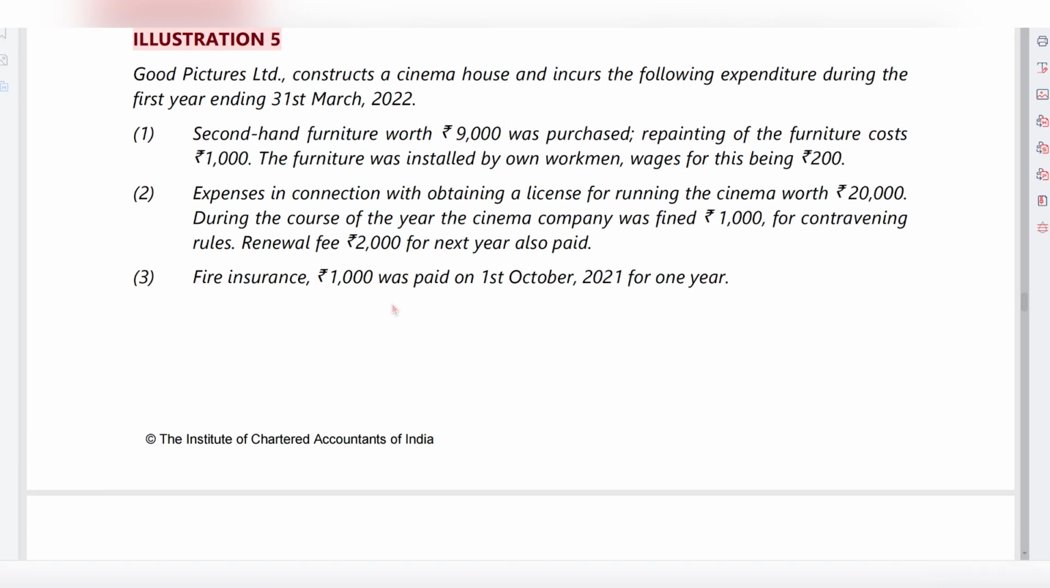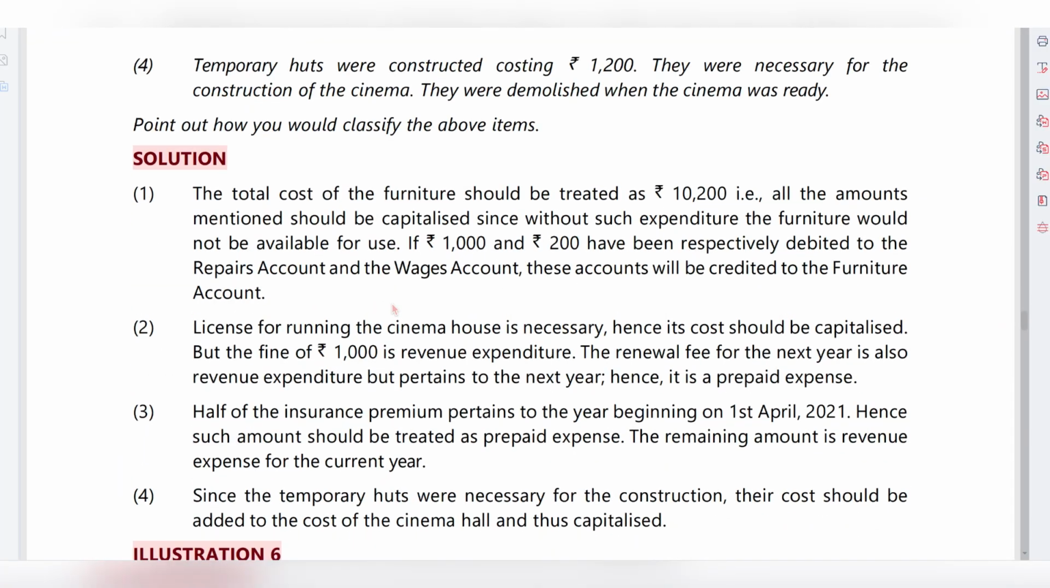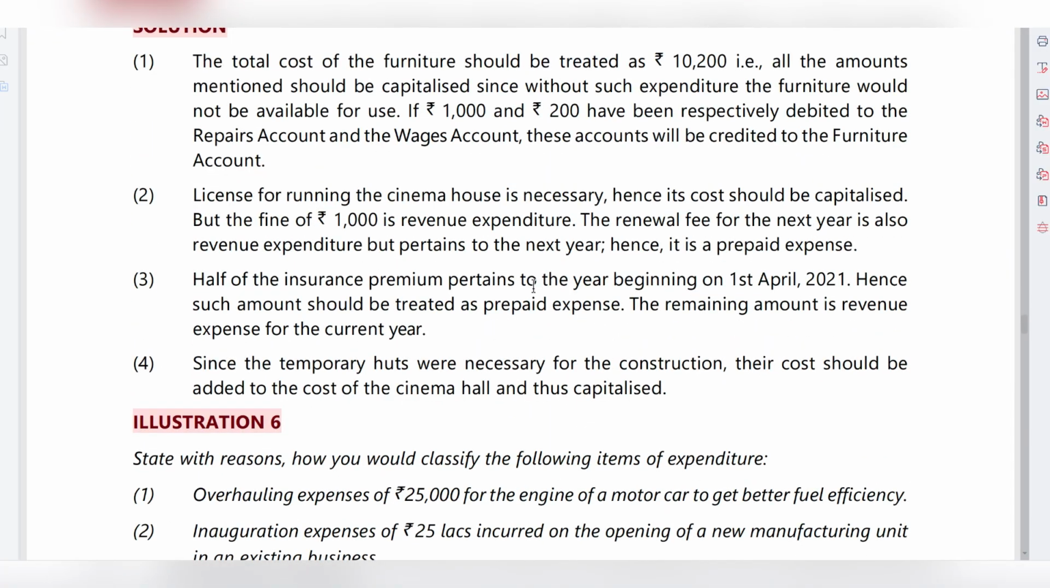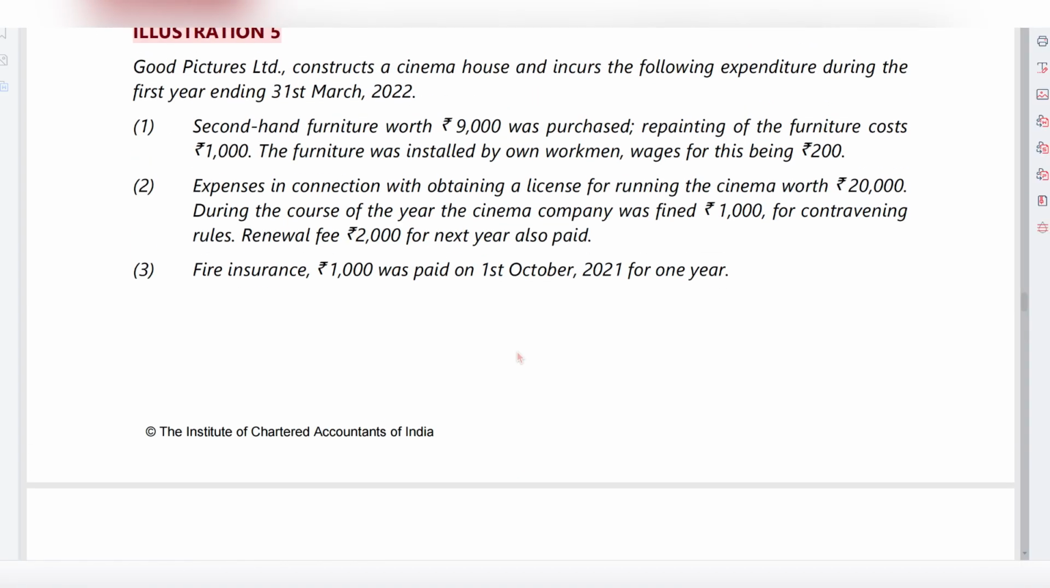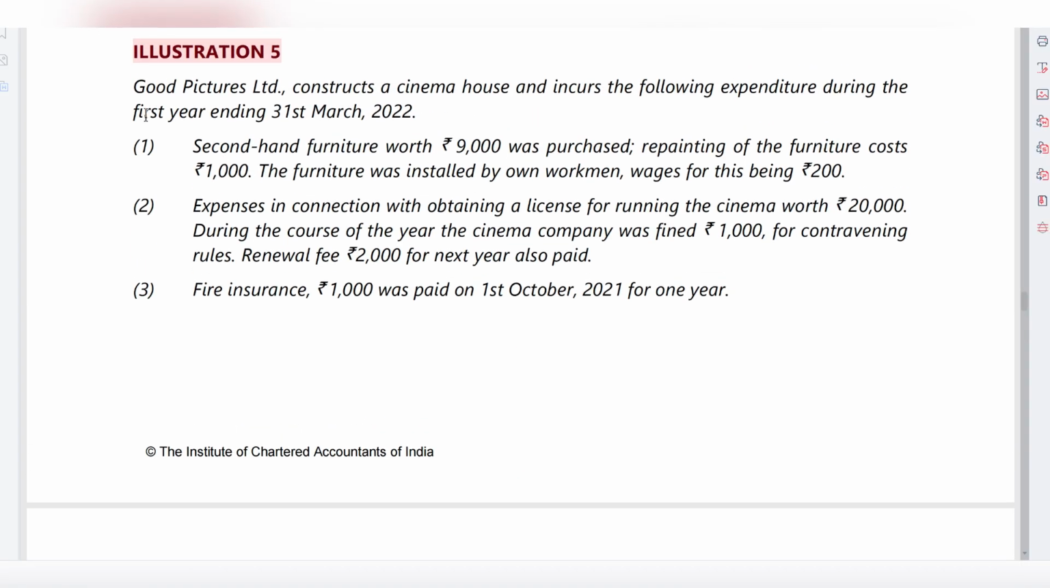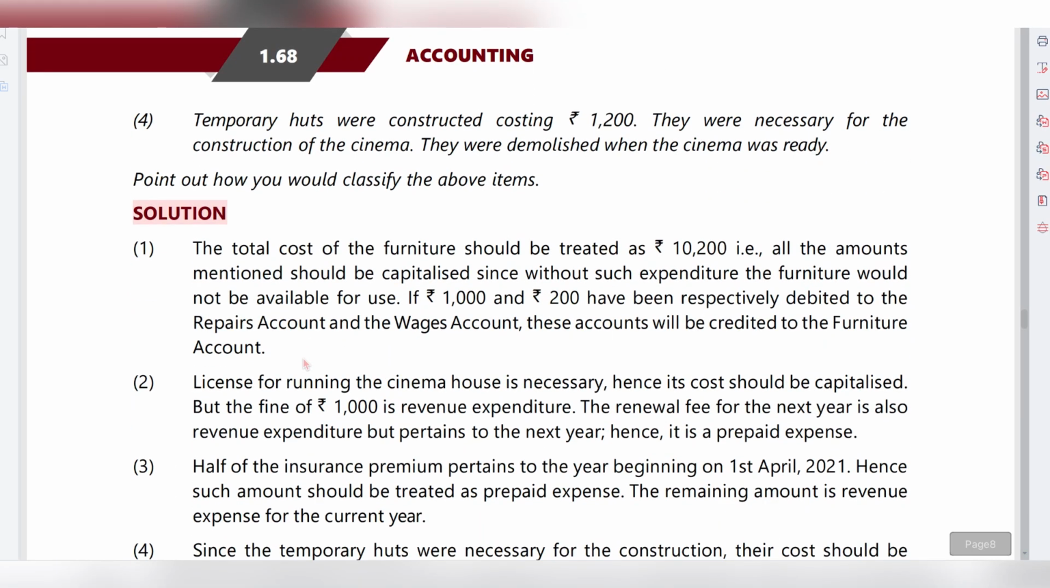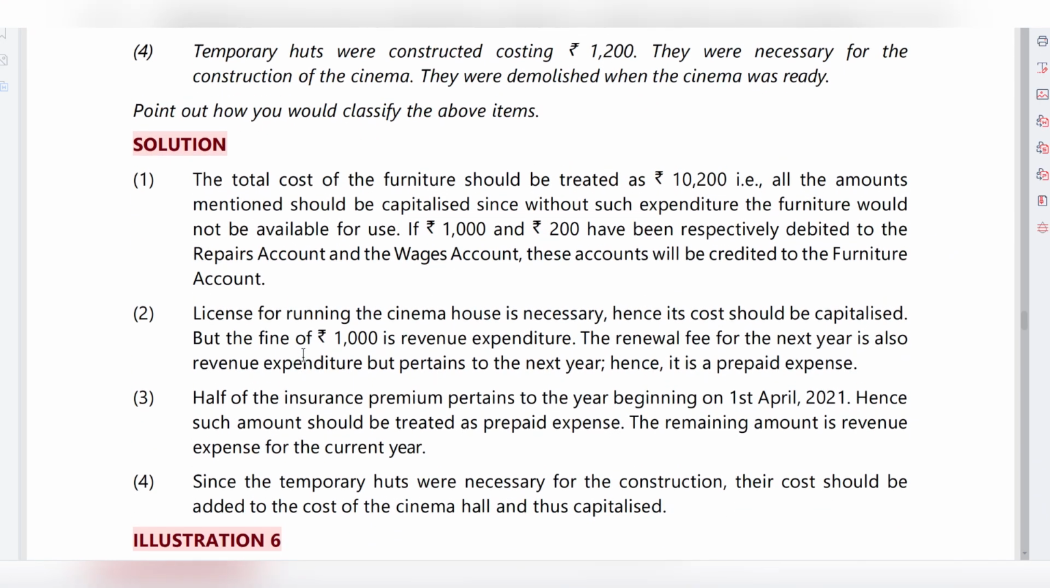Fire insurance rupees 1,000 was paid on 1st October 2021 for 1 year. Half of the insurance premium pertains to the year beginning on 1st April 2022. Hence, such amount should be treated as prepaid expenses. The remaining amount is revenue expense for the current year. So we are looking at the first year ending 31st March 2022, and the fire insurance was paid on 1st October 2021 for 1 year. The portion after the year end should be recorded as prepaid expenses, and the portion before that should be recorded as revenue expenditure.